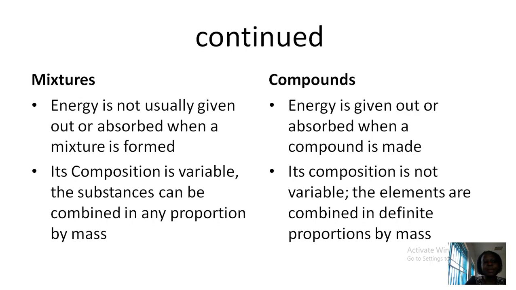Then another difference is that in mixtures, their composition is variable. The substances can be combined in any proportion by mass. For example, I can get 2 grams of sulfur and combine it with 1 gram of iron. But when we come to compounds, the composition is not variable. The elements are combined in definite proportions by mass. After I have made a compound, I cannot know that now sulfur is this mass and iron is this mass. I believe when you watched the video investigating the reaction between iron and sulfur, you must have come up with these different properties that I've mentioned here.